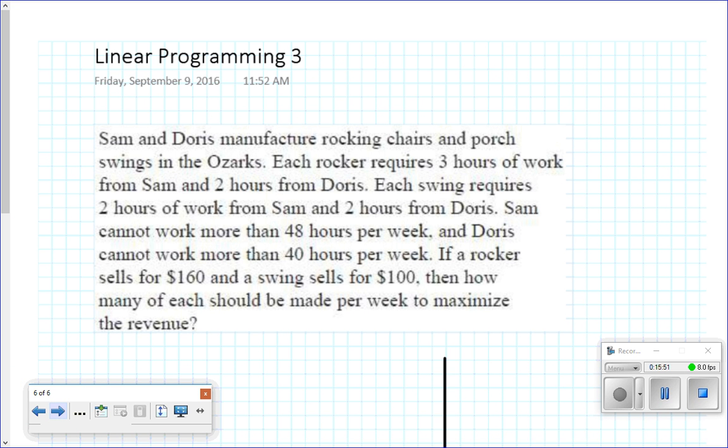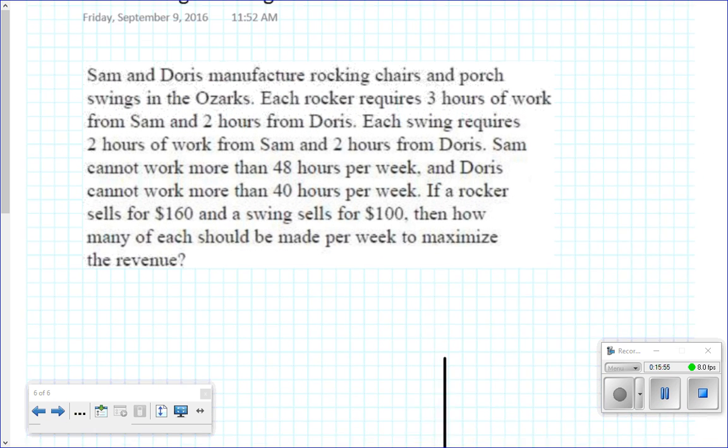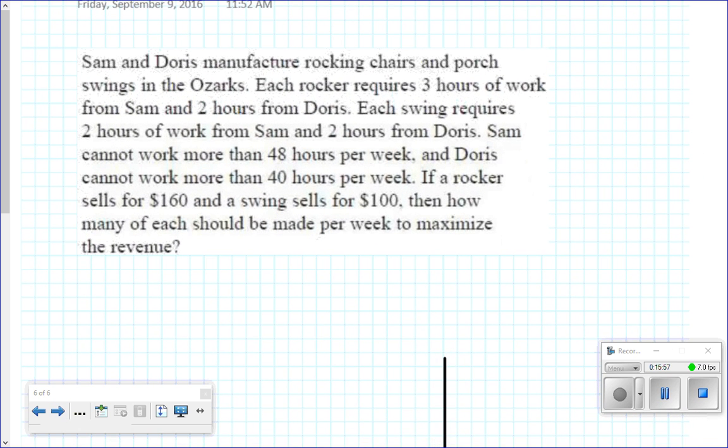All right, one more example. So from bottom to the top, Sam Dorris manufactures rocking chairs and porch swings in the Ozarks. Each rocking chair requires 3 hours of work from Sam and 2 hours work from Dorris. Each swing requires 2 hours of work from Sam and 2 hours from Dorris.